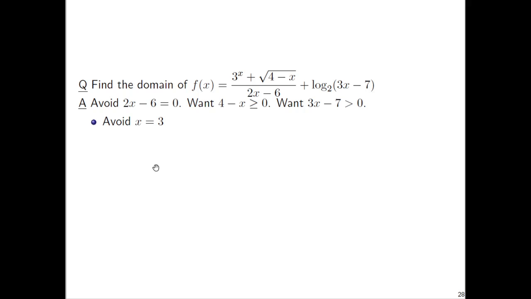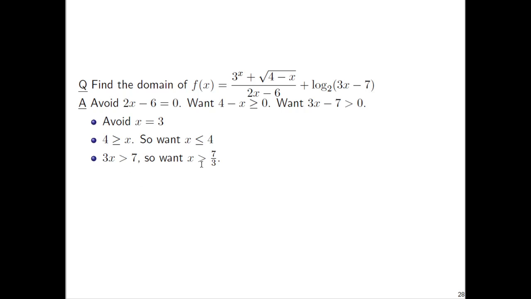So 2x minus 6 equaling 0 eventually turns into avoid x equals 3. What about 4 minus x greater than or equal to 0? We want that to happen. You can add x to both sides, or you can swap how this is written. People tend to prefer the variable on the left side of the inequality. So instead of 4 greater than or equal to x, it's x is less than or equal to 4. And then we also want 3x minus 7 greater than 0, so you can add 7 to both sides to have 3x greater than 7, and then divide both sides by 3, so we want x to be greater than 7 thirds.